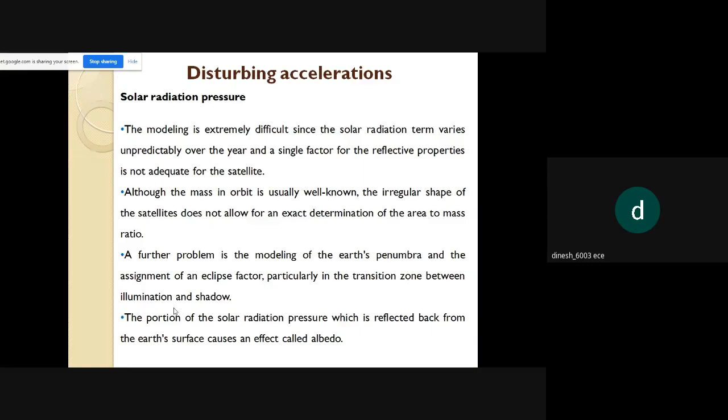And there is another problem in the modeling also: when the Earth's penumbra and the assignment of the eclipse factor occurs, there will be a transition zone between the illumination and shadow. So there also we cannot get an appropriate estimation. The portion of the solar radiation pressure which is reflected from the Earth's surface also causes an effect called albedo, which we had seen earlier, which is due to Earth's reflections.